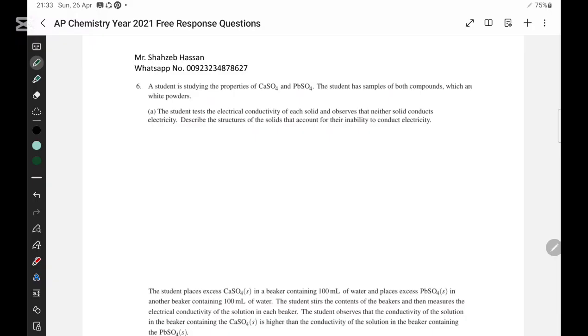A student is comparing the properties of calcium sulfate and lead sulfate. The student has samples of both compounds, which are white powders. The student tests the electrical conductivity of each solid and observes that neither solid conducts electricity. So they are both ionic compounds in solid form, and ionic compounds do not have free moving ions in solid state.